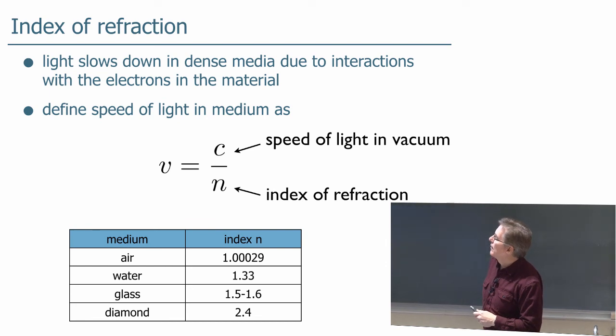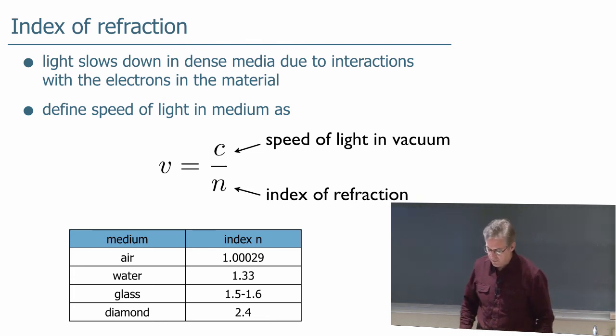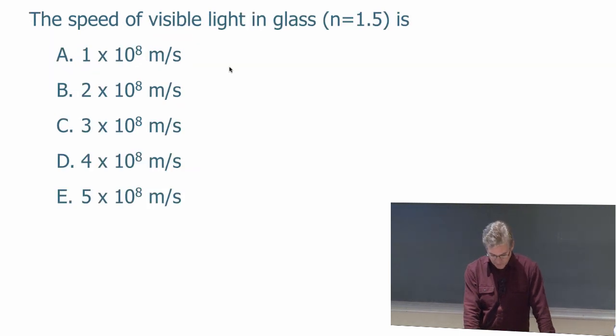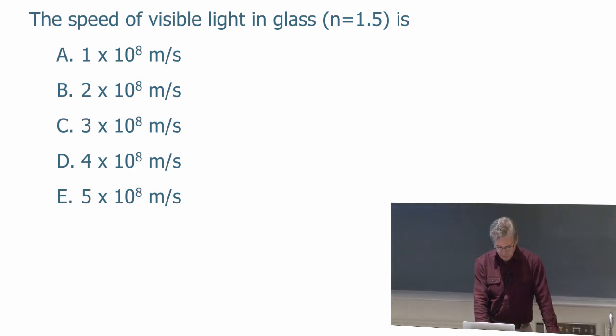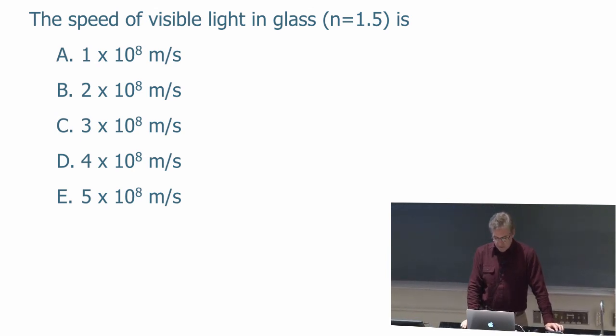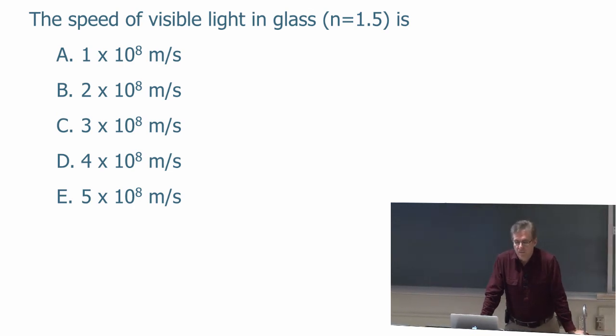Anyway. So the velocity is less than whatever the speed of light is in vacuum, which is 3 times 10 to the 8th meters per second. So let's do a clicker question about that. What is the speed of light in glass with an index of refraction of 1.5? And remember that the speed of light in a vacuum is 3 times 10 to the 8th meters per second.